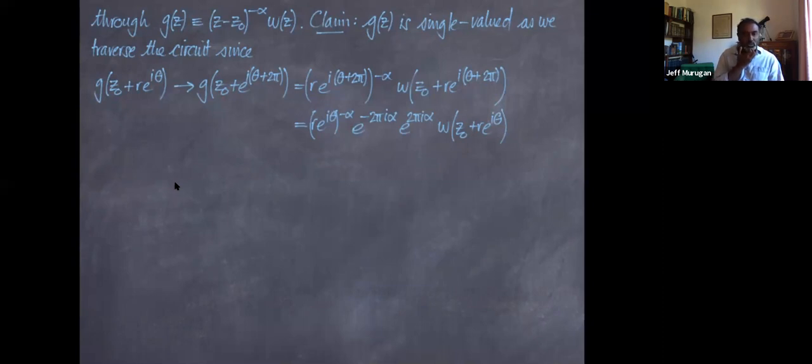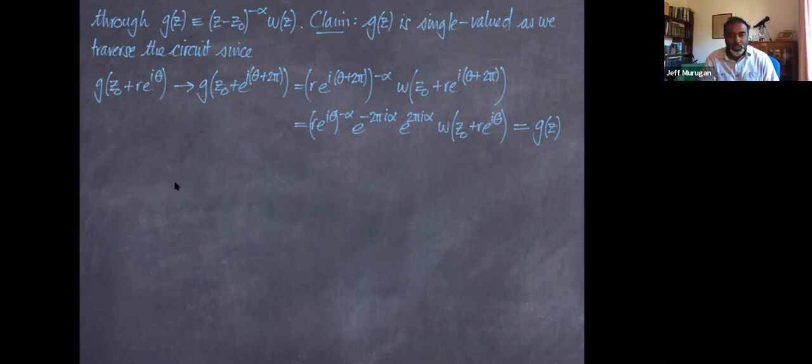The factors of e to the 2 pi i alpha and e to the minus 2 pi i alpha cancel out, leaving you with just (R e to the i theta) to the minus alpha, which is (Z minus Z naught) to the minus alpha, times W of Z, and hence just G of Z. So in other words, G of Z goes to some new function, let's call it G tilde of Z, which differs in Z changing its phase. But that G tilde of Z is nothing but G of Z, as we've just shown. So G of Z is single valued as I traverse Z naught.